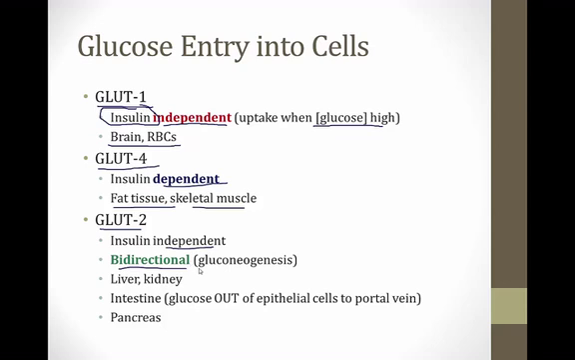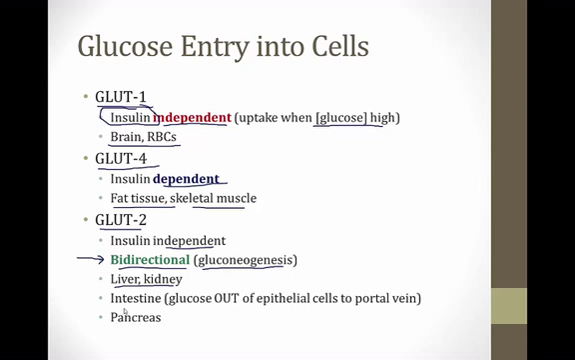for gluconeogenesis and for other reasons. So in the liver and kidney, which are the two organs that can synthesize glucose for the body via gluconeogenesis, they want this bidirectional transporter so they can both take up glucose and also put it back out into the bloodstream when the body needs it.